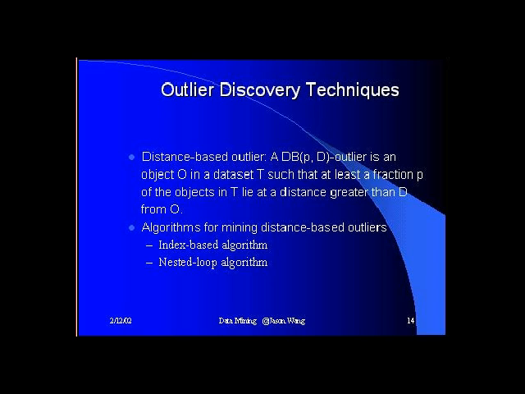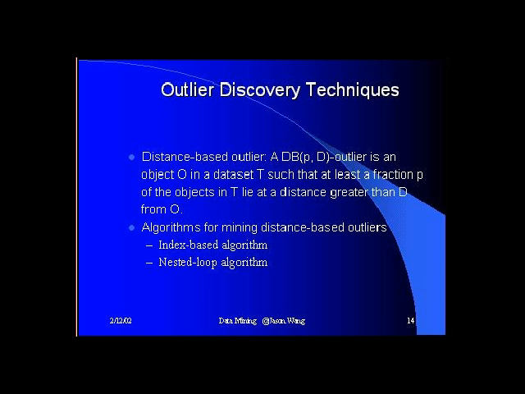At least a fraction P, for example, 80% or 90%, which is a fraction. 90% of the data objects are very far away. Their distances from this object are above a threshold, meaning that they are very far away from this object. So this object then becomes an outlier because it is so far away from the majority. The majority is here, and it is a minority, it is here, okay?